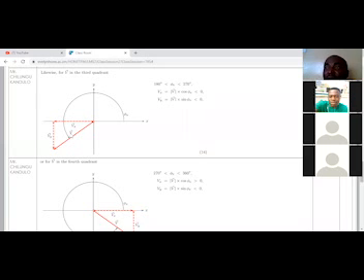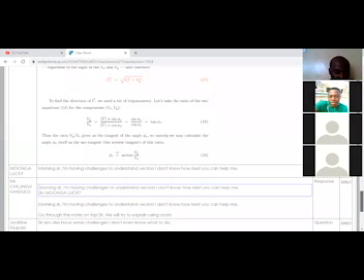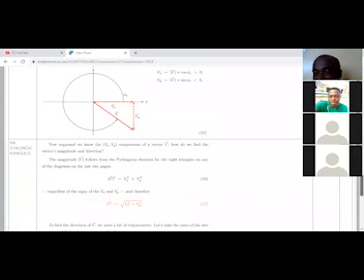Negative 0.5. Minus 0.5. Have you seen that all of them are 0.5 and 0.866? What is changing is just whether it is negative or positive. How about cos 210? Negative 0.866. So that is the case.